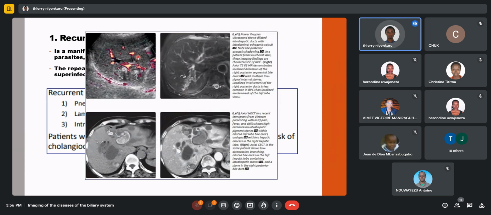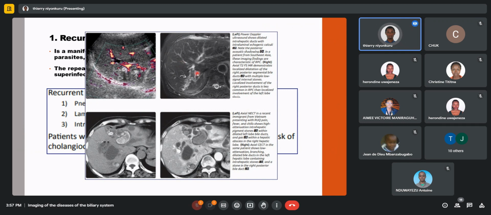So on this ultrasound and Doppler, we can visualize this intrahepatic duct with this echogenic lesion. We can see that it is showing posterior acoustic shadowing, and this was in a patient with recurrent pyogenic cholangitis, where we can see that there is increased vascularity and this dilated duct, and it was associated with stone as we have seen.